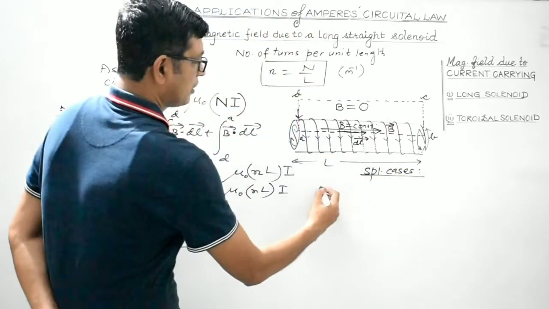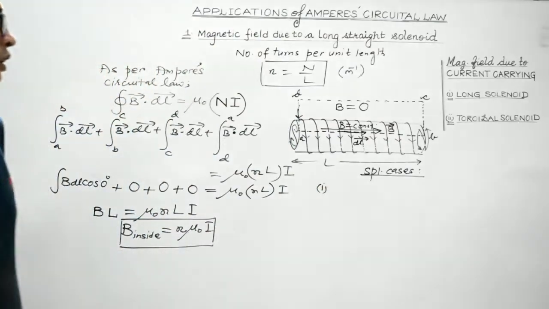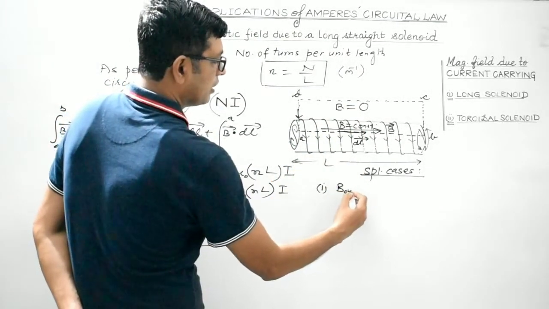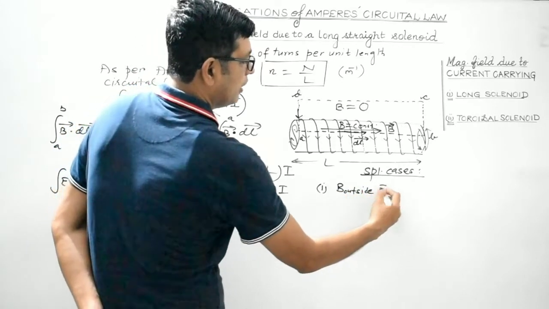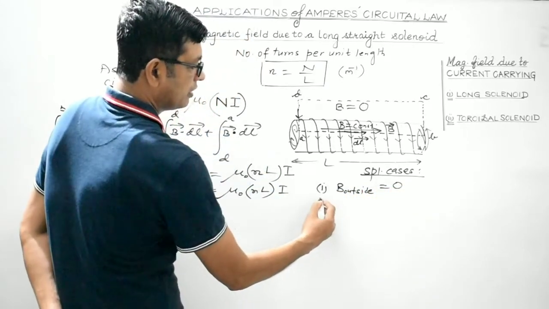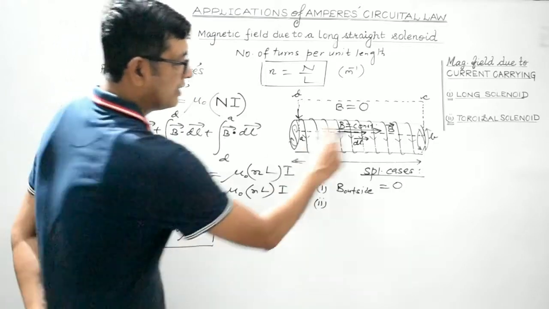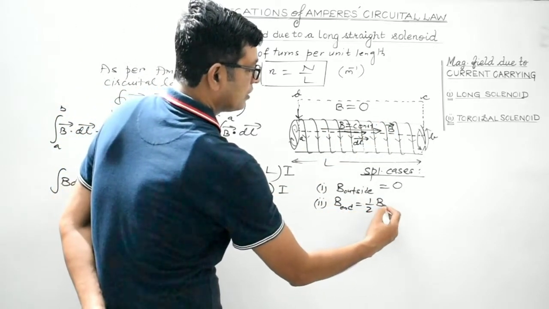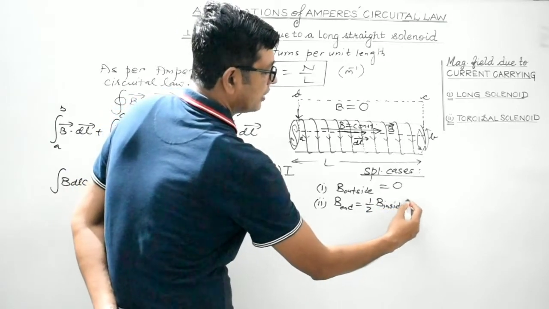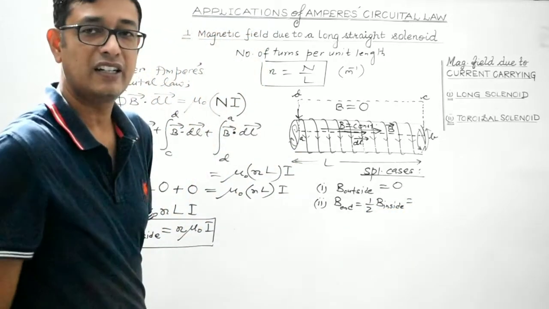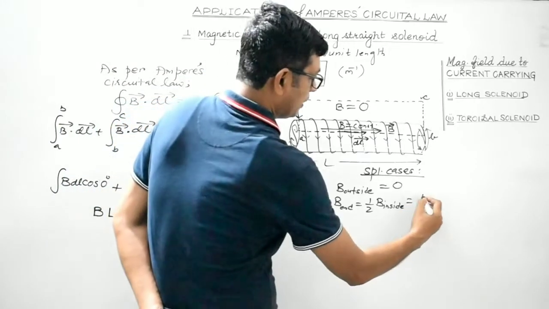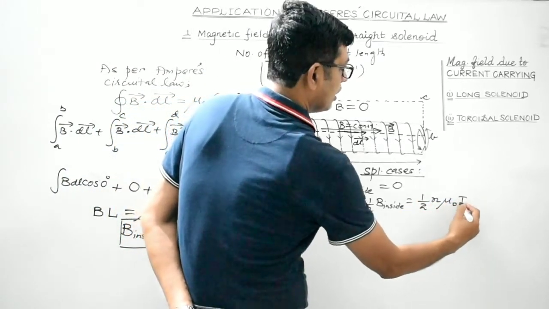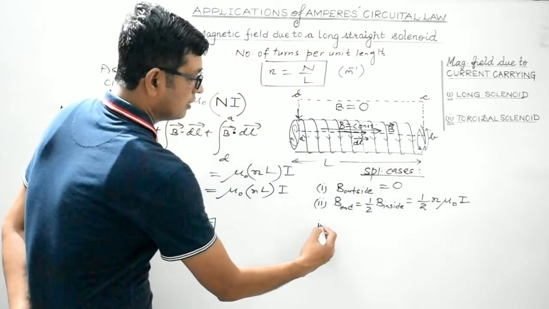First case: look students, just outside, we are aware the magnetic field is 0. That we are already aware. Second is at the end points. We have discussed that the magnetic field is half of the strength of the magnetic field inside the current carrying solenoid. So in this case it will be half n mu naught I. Right?